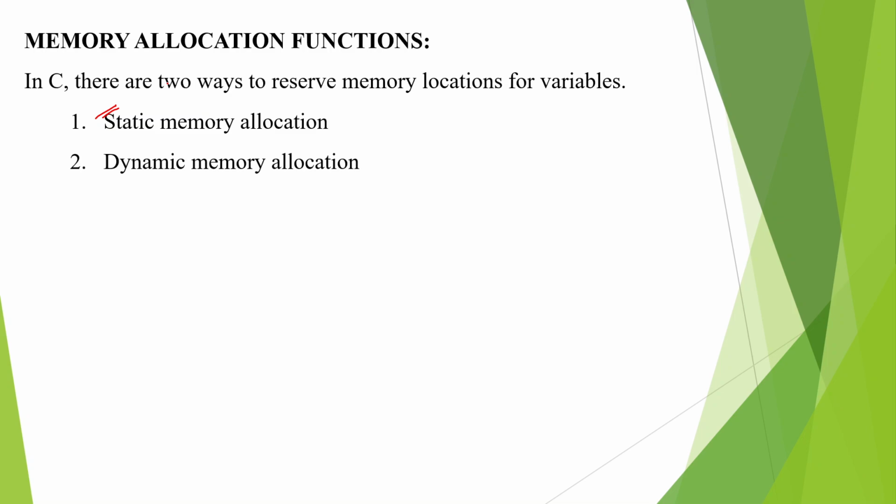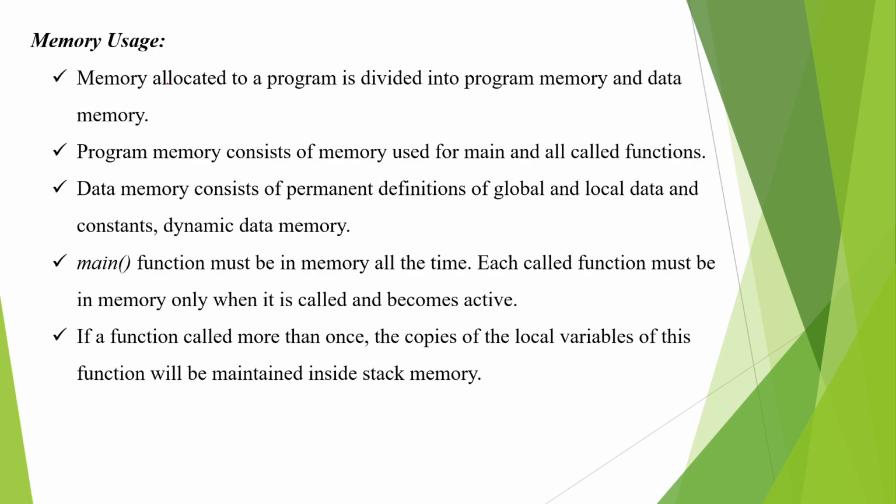We go to the environment options, and there we select the compile option for compiling our program, and then we select the run option for executing our program. So whatever memory we allocate during compilation, we call it static memory allocation, and whatever memory we allocate during the execution of the program, we call it dynamic memory allocation. Okay, so here you can see memory usage.